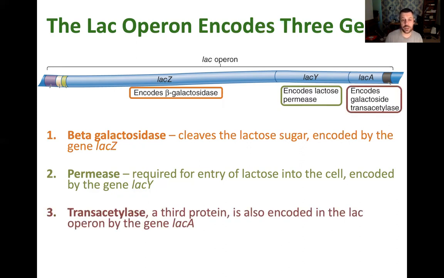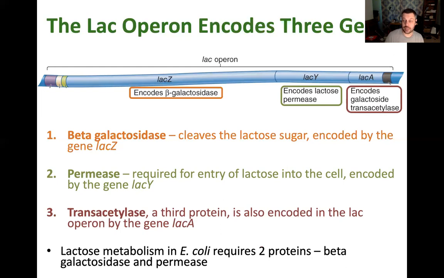The third gene shown in this kind of burgundy color is something called galactosidase transacetylase. You don't need to worry about that because amazingly, this operon has been studied for like 100 years, and no one really knows what the transacetylase is for. So you don't really need to worry about that. But it is part of the operon, and so we have to talk about it.